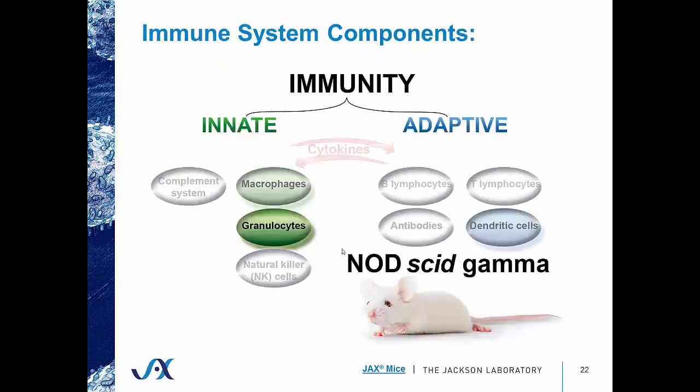So the next immunodeficient mouse model I'd like to talk about are NOD-SCID gammas, or NSG mice. NOD-SCID gammas are essentially NOD-SCIDs, but they also have the gamma mutation, the IL-2 receptor gamma chain knockout, which results in a lack of natural killer cell function, which has been shown to be a major impediment of human immune cell engraftment.